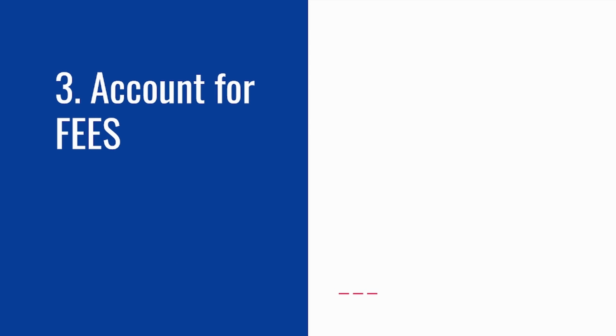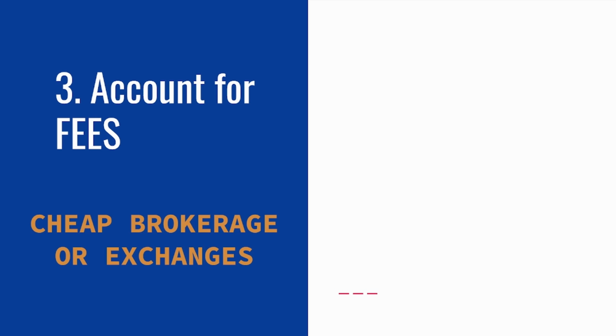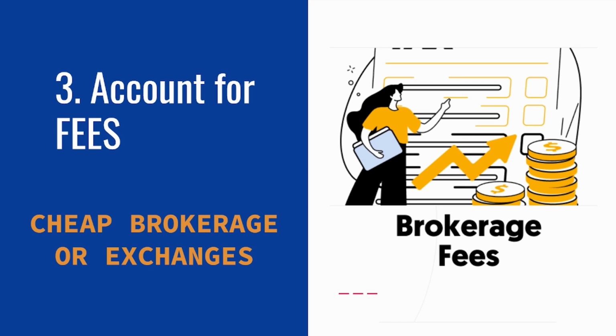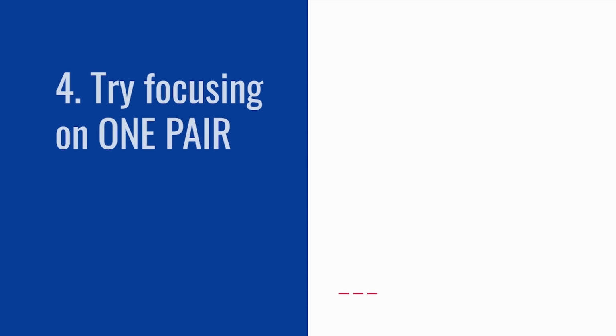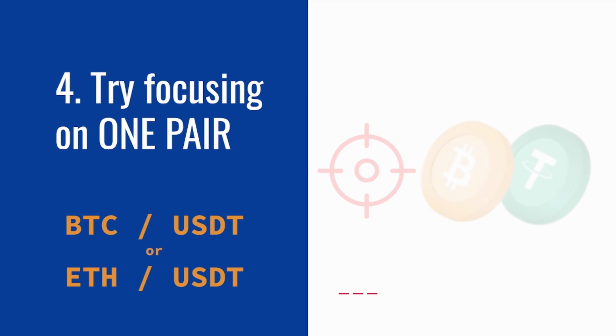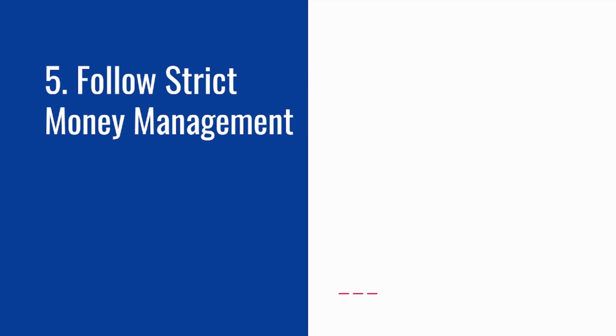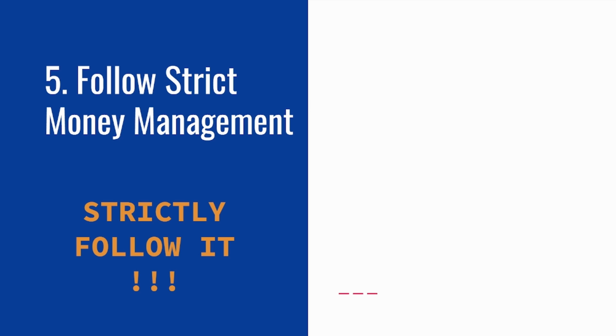Third, make sure to account for fees. Fees vary on different brokerages or exchanges. It is better to look for a broker with lower fees because you will enter the market frequently and you don't want the fees to consume all your profits. Fourth, try focusing on one pair first. Scalping is intense, so it is better to put all your energy on one pair and it can give you a better chance of being successful. Fifth, make sure you follow strict money management. Since you are making so many trades a day, it is important to strictly follow it.